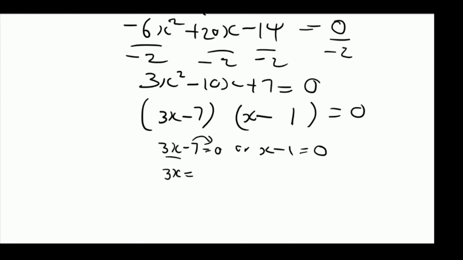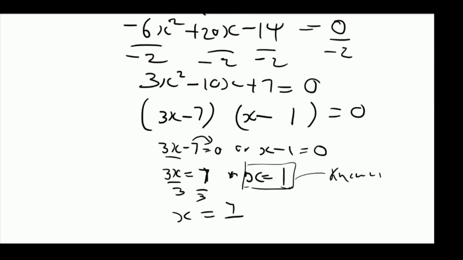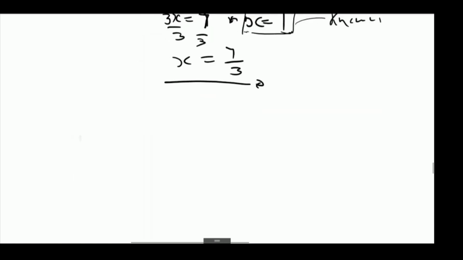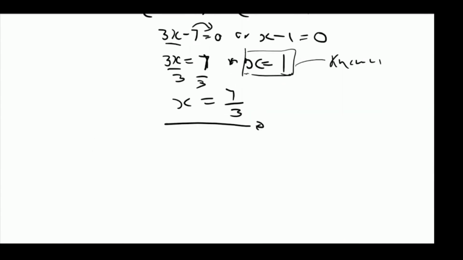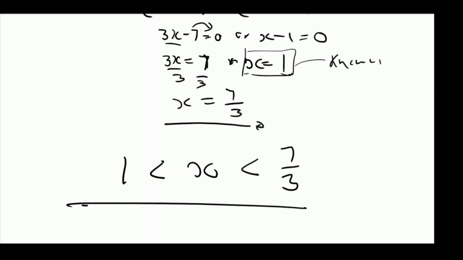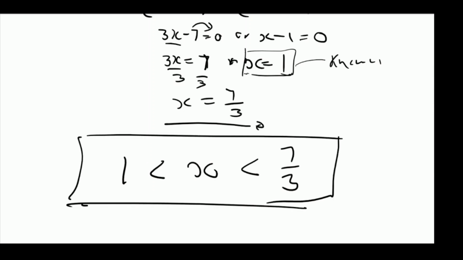We have 3x equals 7, or x is equal to 1. So this was the first turning point, which was already known. So we divide by 3 on both sides here, so x equals 7 over 3. So this is the other turning point. So now because our graph increases between these two turning points, we're going to say x must lie between 1 and 7 over 3. So this is where our graph is increasing.